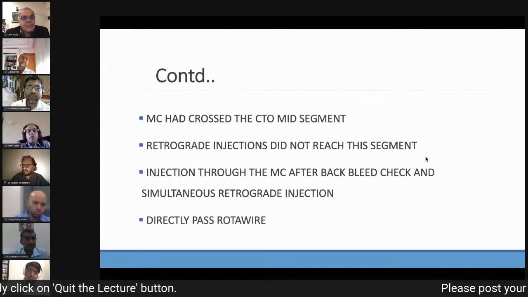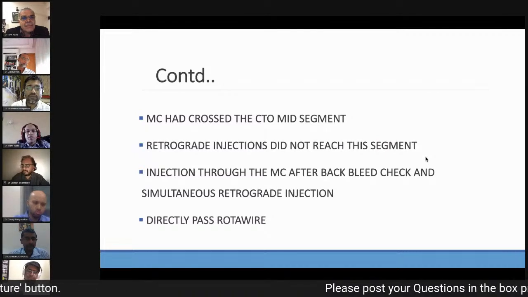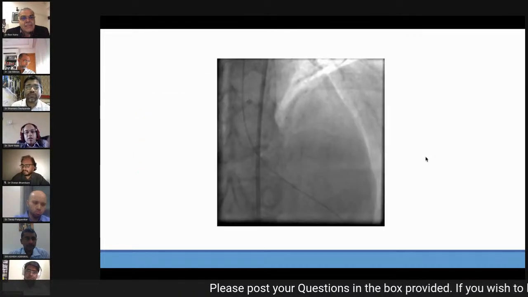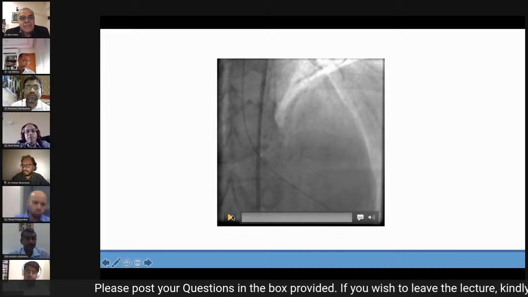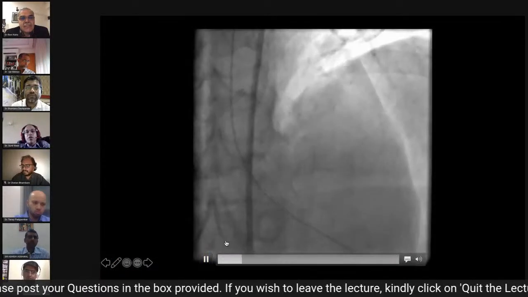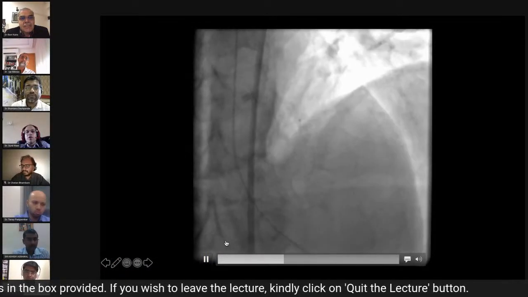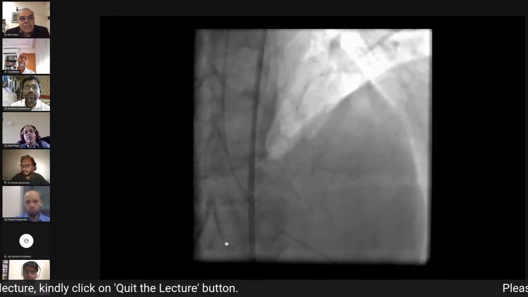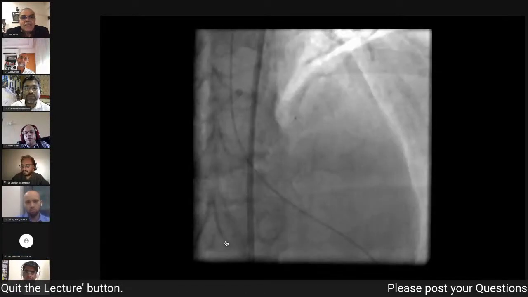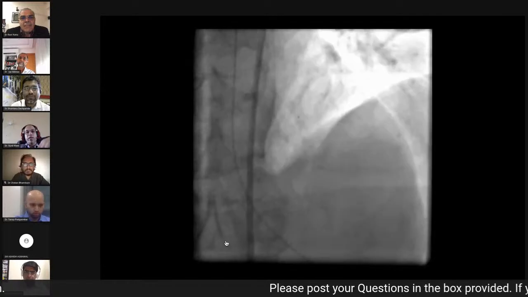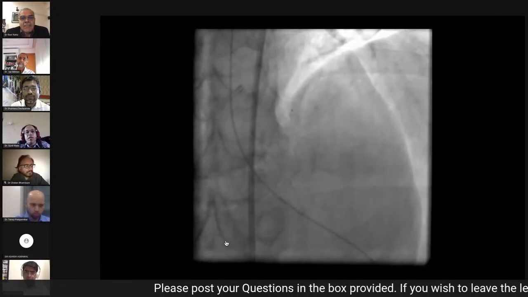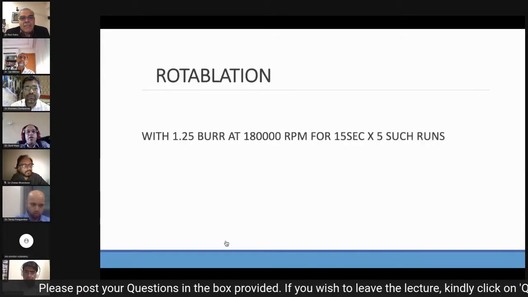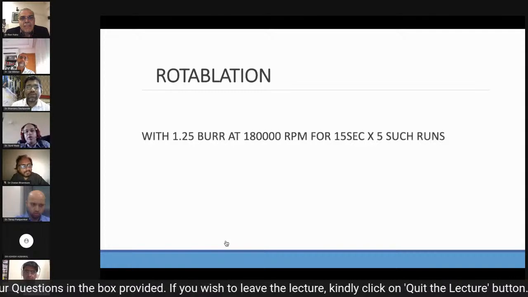So basically, what I did here is that I checked, which I think now everyone would not agree with me, that to be sure that I am in the true lumen, I checked through the microcatheter with the back bleed whether I am in the lumen, and then I crossed the rota wire, and then went with a 1.25 burr, as we already discussed.